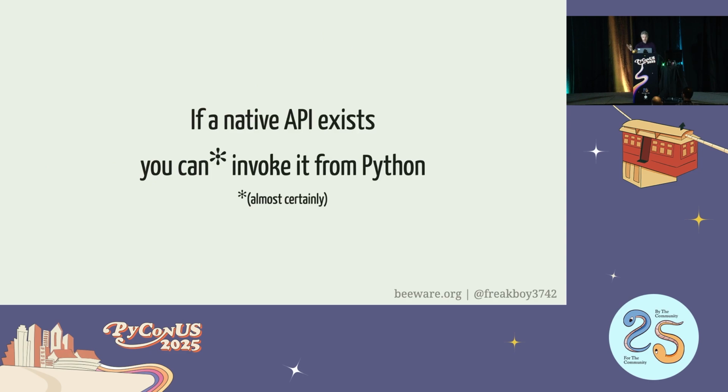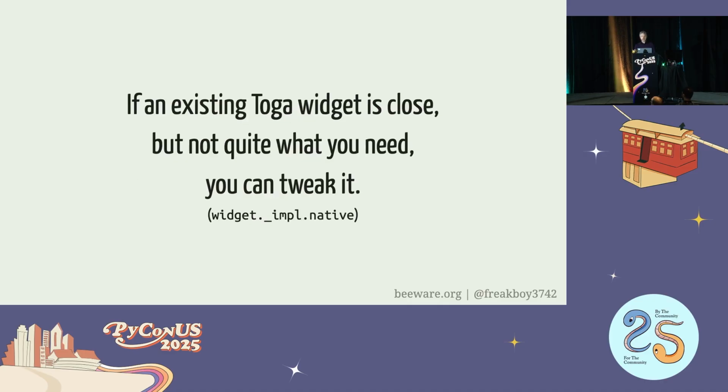Why do I tell you this? Well, first off, with a very small number of exceptions, if a native API exists for something, you can almost certainly invoke that API from Python. Secondly, if an existing Toga widget is close to what you need, but not quite, and there's a native capability that will get you the rest of the way, you can invoke that code. There is a semi-official API standard. If you call widget._impl.native on any Toga widget, you will get a direct handle to the native widget. So you can call any native API you want on that widget.